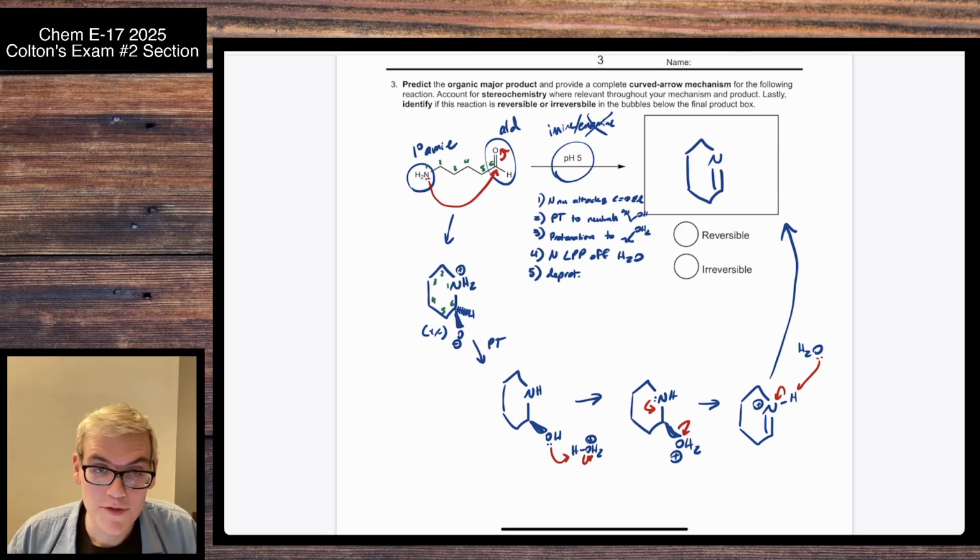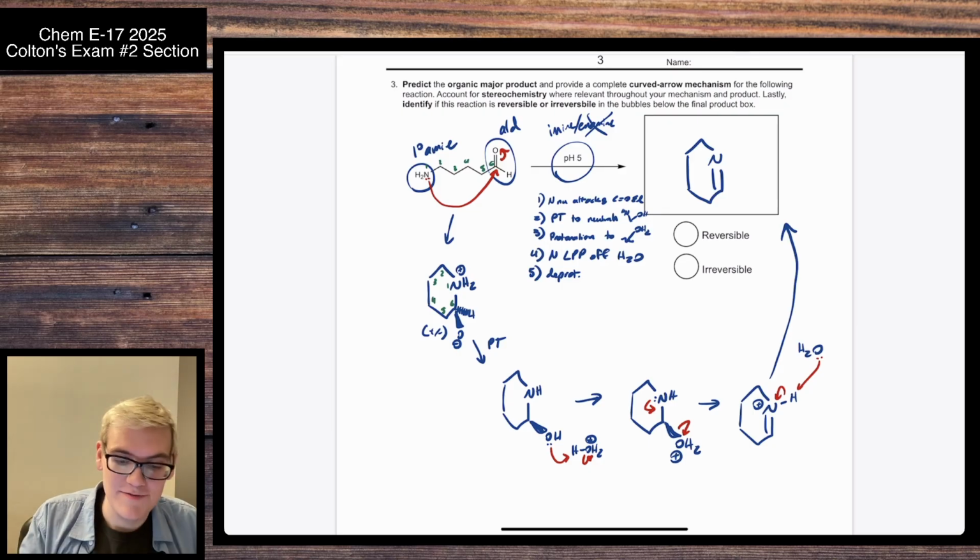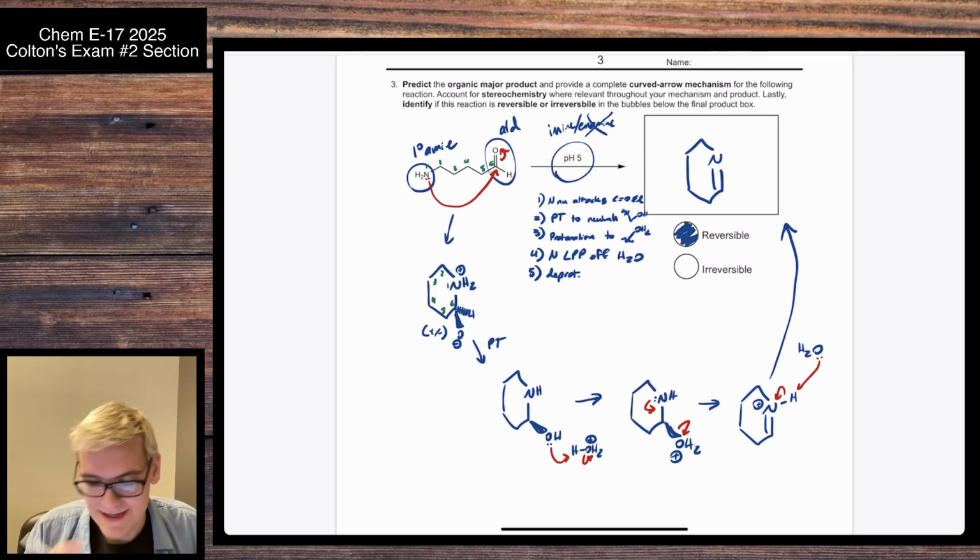Like we know the imine hydrolysis reaction: if we add enough H3O+, it will go in reverse. So we know that this is a reversible transformation. It's less something to really reason through and more something that's just a fact that we know about this reaction. So, I think that is it. Questions on this one?